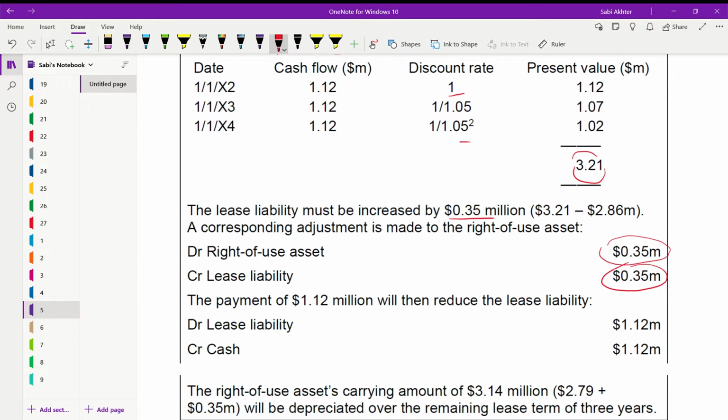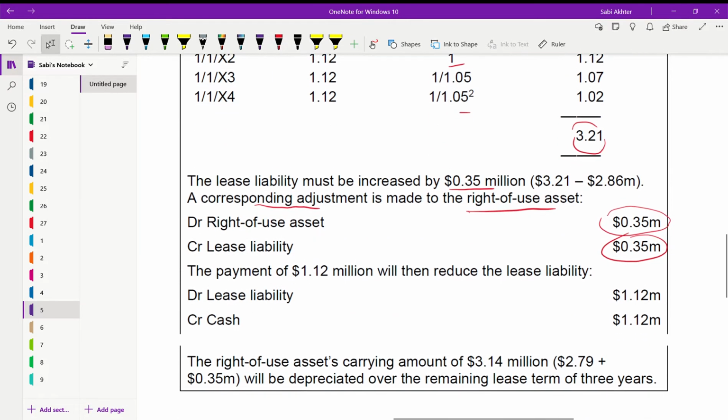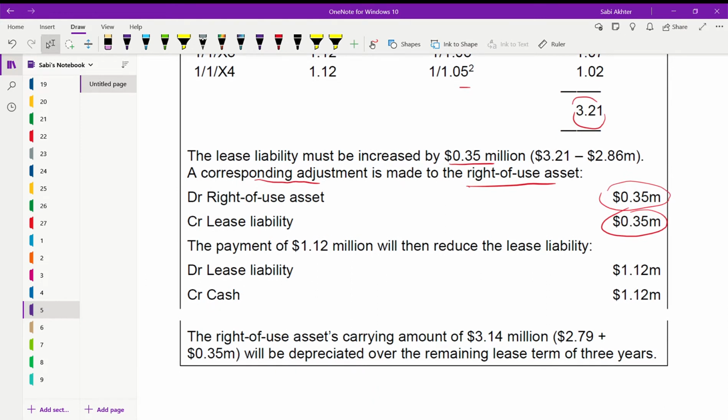That means a corresponding adjustment has to be made to the right of use asset also. That also will increase. Because when you calculate the right of use asset, what do you take? The lease liability plus other cost. So if the lease liability increases, the right of use asset will increase. So debit the right of use asset by the same amount. Now, because there are no other direct costs, the payment of 1.12 million will then reduce the lease liability. So cash you credit and you debit the lease liability of 1.12.